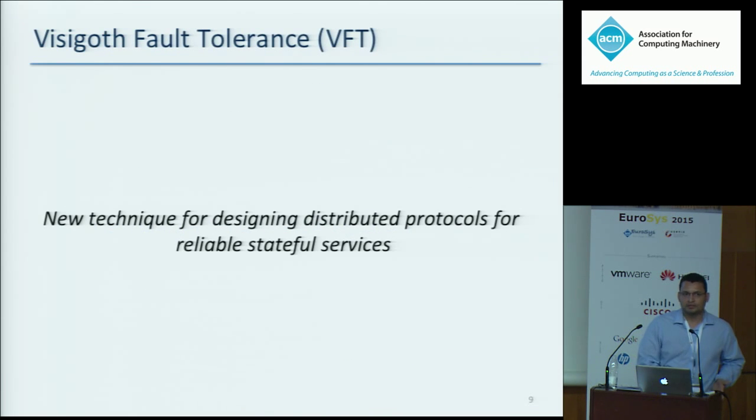So, to answer this question, we believe this is possible. And to achieve that, I will present to you Visigoth Fault Tolerance. In a nutshell, Visigoth Fault Tolerance is a new technique for designing a distributed protocol for reliable and stateful services. It introduces the Visigoth model, which provides you a knob that enables you to calibrate the system according to the environment.